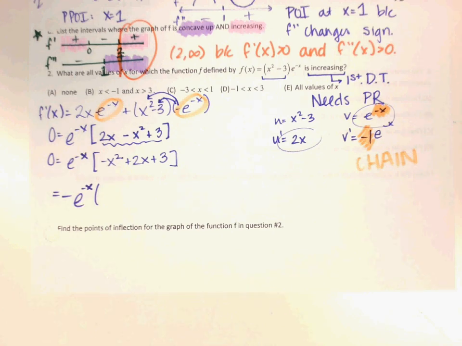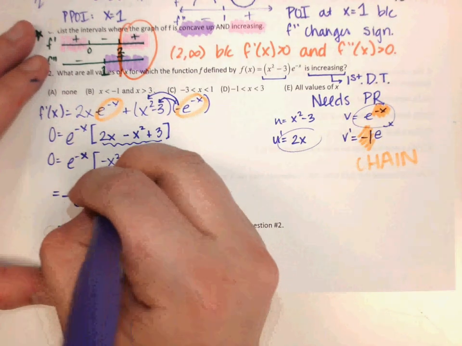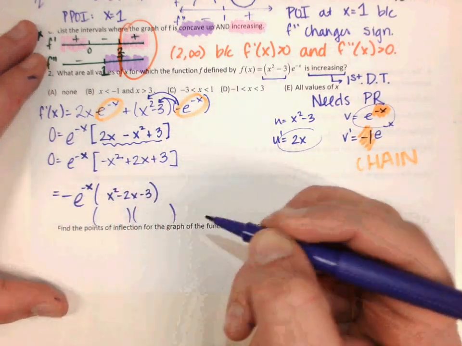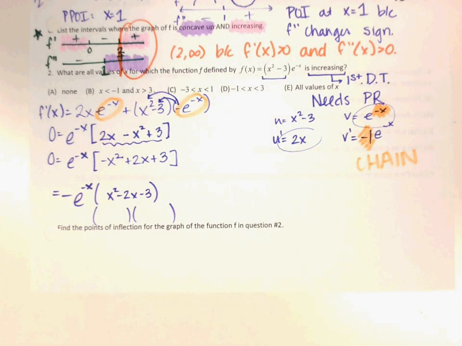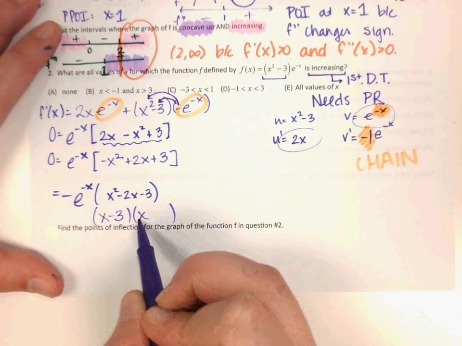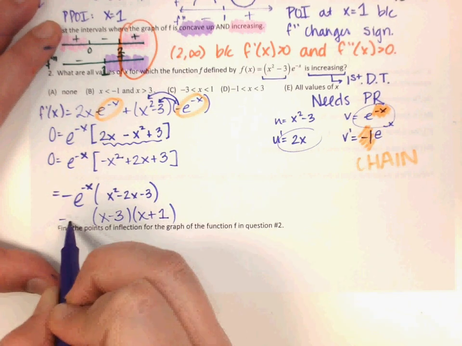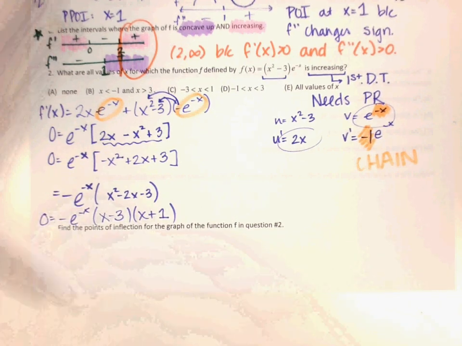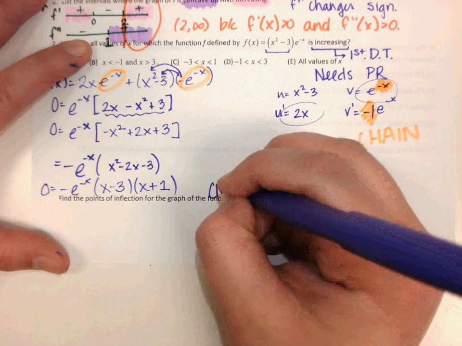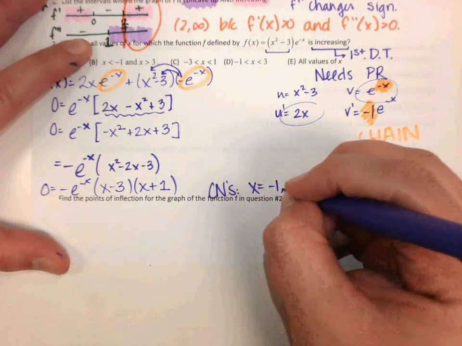So negative 1 comes out. Now I have an x squared minus 2x and a minus 3, and now I can break it down into what? I need them to multiply to negative 3 and add to negative 2. Minus 3 and plus 1. Good so far? Okay, what are my critical numbers then? x equals negative 1, positive 3.